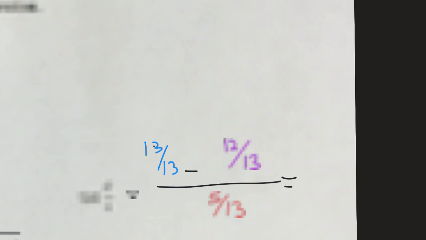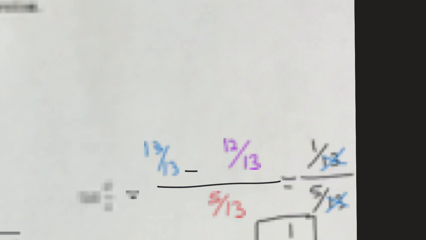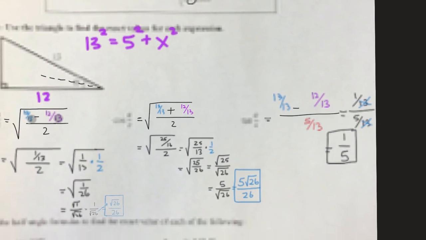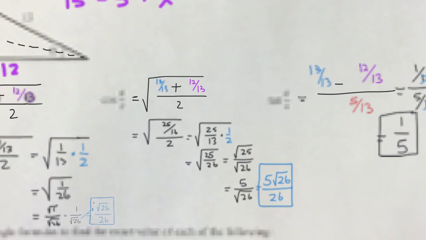And now let's do our subtraction. 13 minus 12 is 1 over 13 divided by 5 over 13. And hopefully we know that when we have the same denominator, right, 13 denominator on top and divided by 13 on bottom, those ones will multiply each other out when we actually do the reciprocal. And we get an answer of 1/5.